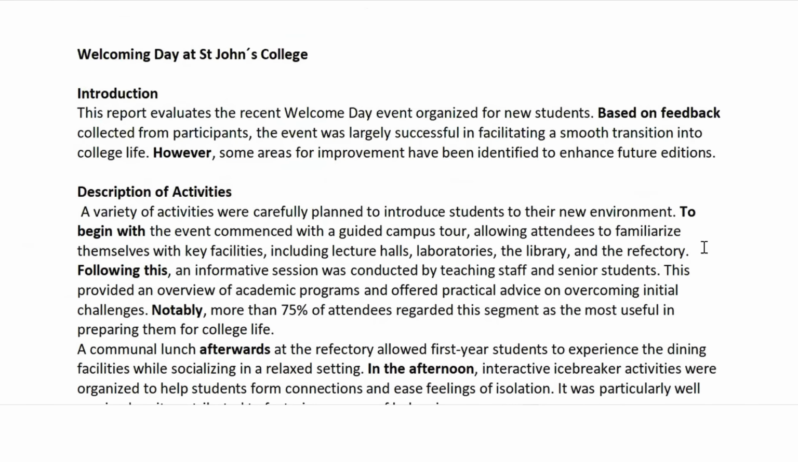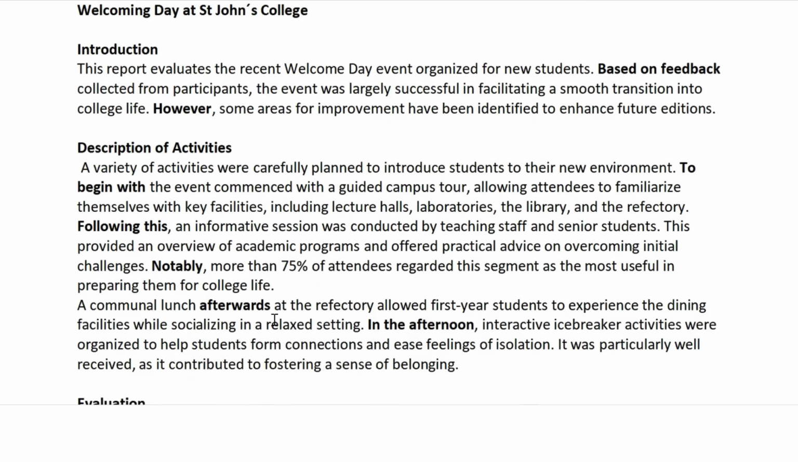Right. Okay. And so what I've done here is I've bolded the elements related to organization, and specifically in relation to linking devices, cohesive devices. So these elements in the text are directly related to the flow and the connectedness of the text. You can see here how it begins. Following this, notably, we talk about the information about this particular element, again connecting to what happens afterwards and in the afternoon. So you can see there's a logical connection in time that we've described.